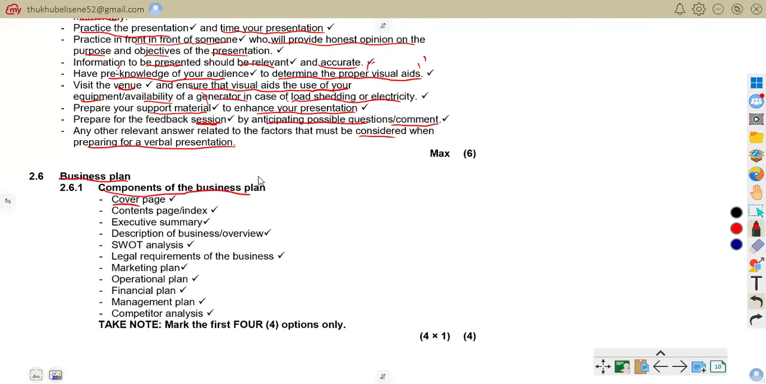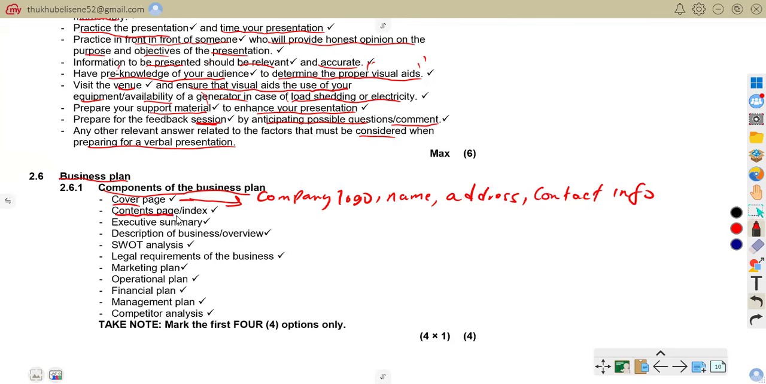The first one is cover page. When you're talking about cover page, we're talking about company logo, name, address, and contact information. Our cover page should have company logo, name, address, and as well as contact info. That will be about the cover page.